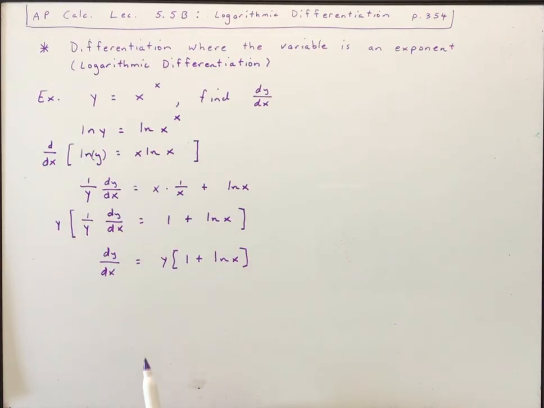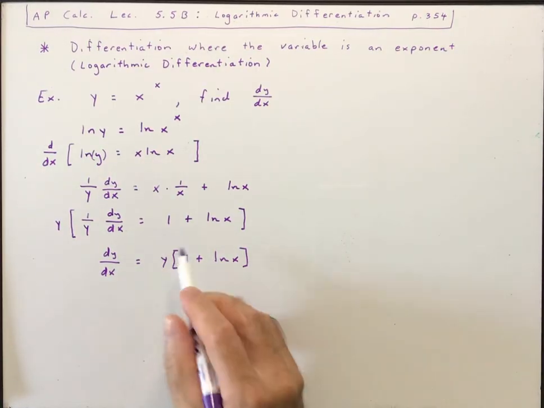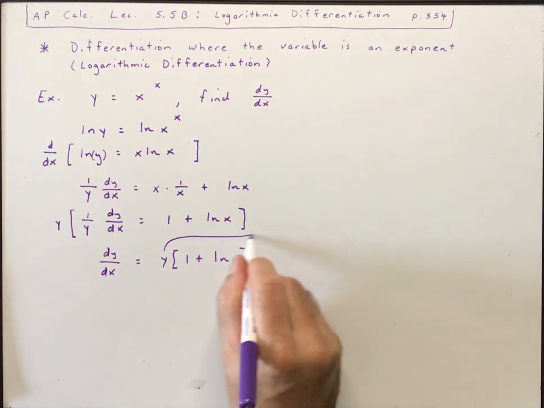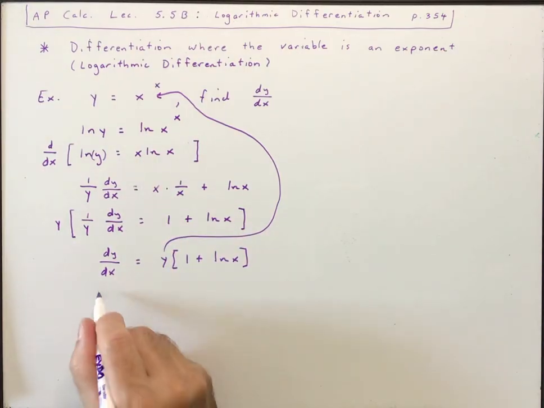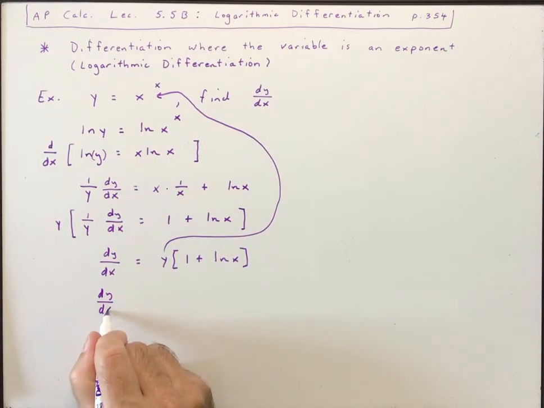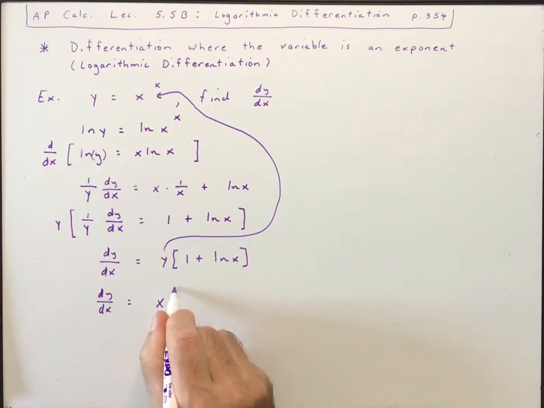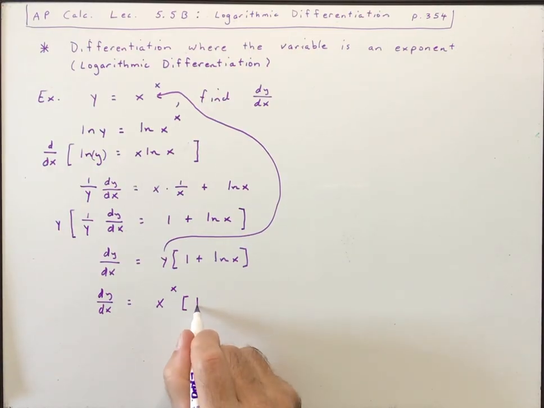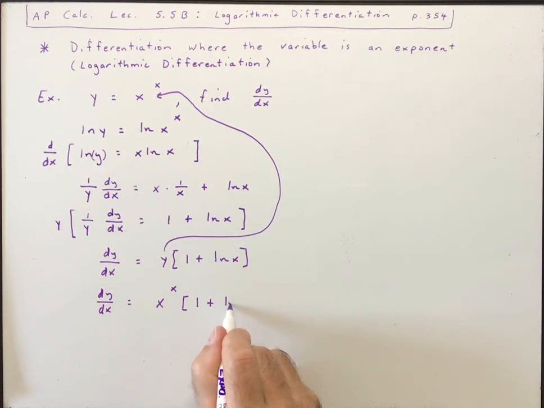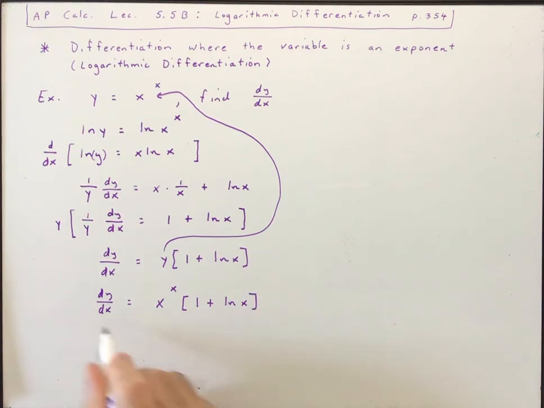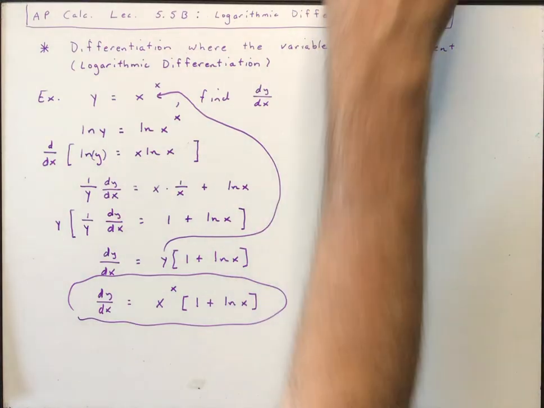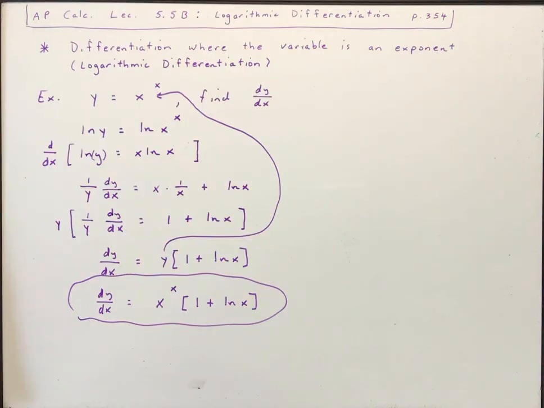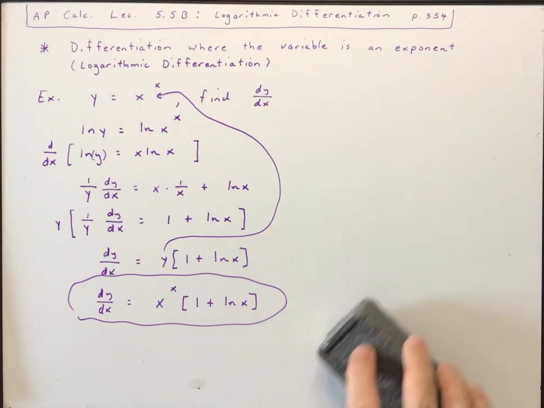Our last step is to just take that y and put it in terms of x. Well, we know what y is equal to. It's equal to x to the x. So dy dx is equal to x to the x times 1 plus the natural log of x. And that is the derivative with respect to x. So there you go. All right, let's do one that's got a little trig in it.